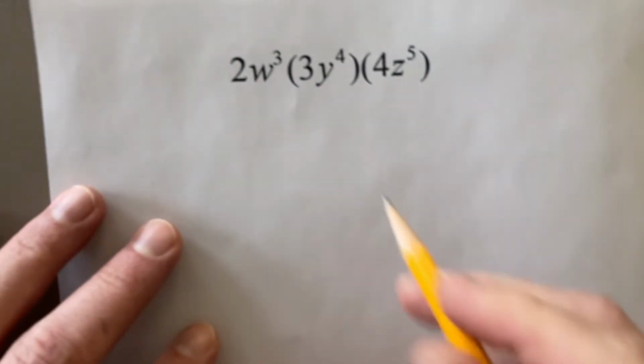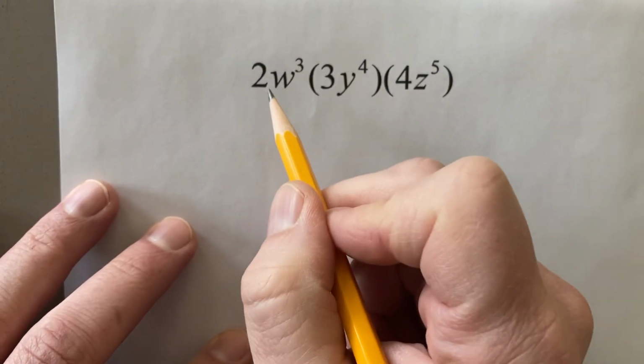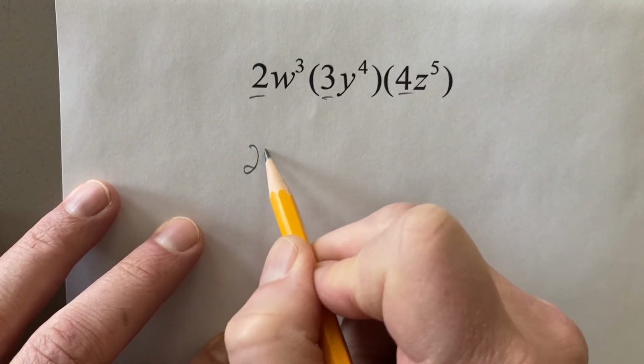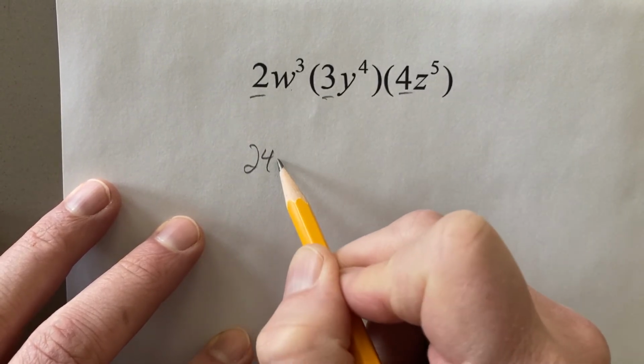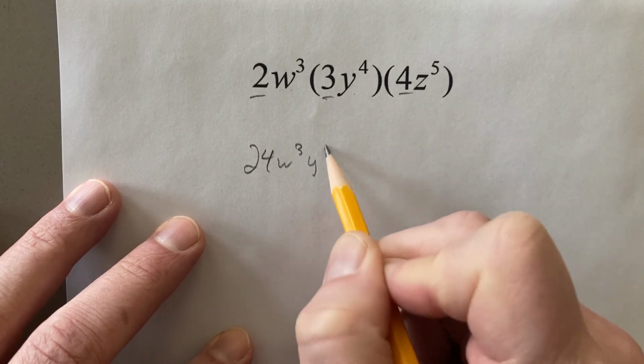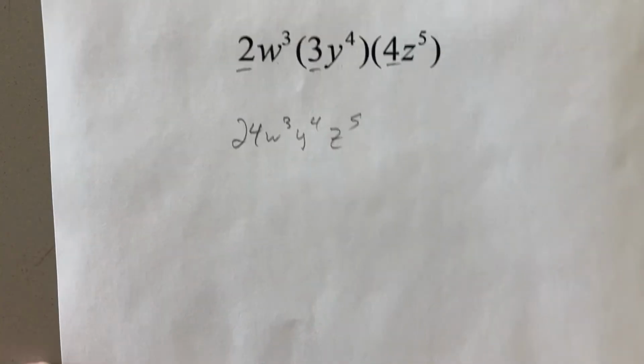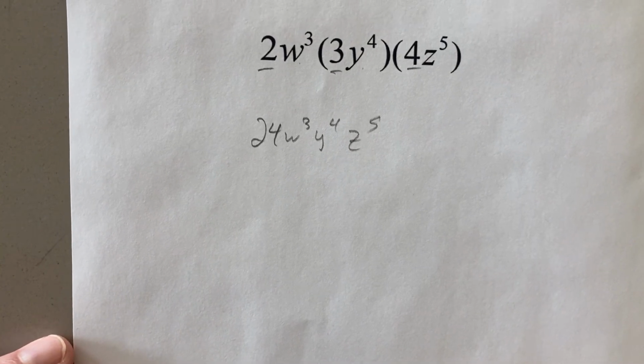Okay. Last one here. Then you can go ahead and try the worksheet. 2 times 3 times 4 is 24. We have a w to the third. We have a y to the fourth. We have a z to the fifth. None of those could combine with anyone else because they weren't the same. And so that's as far as we can go.